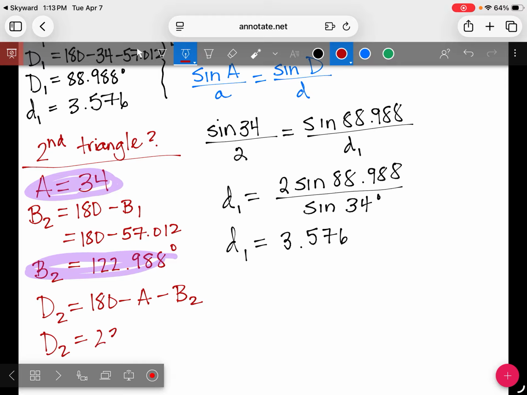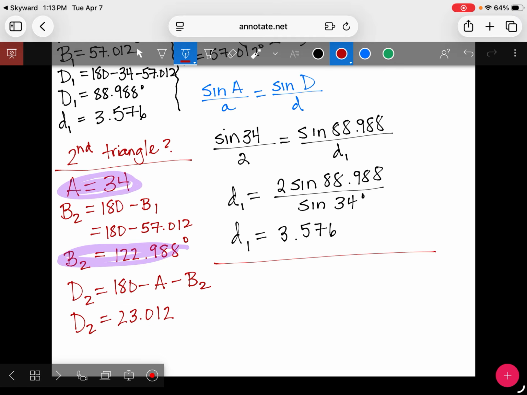So now we have to find little d2. To find little d2, I'm going to do the sine of angle A, 34, over little a, set that equal to the sine of 23.012 over D2. So go ahead, cross multiply and solve that.